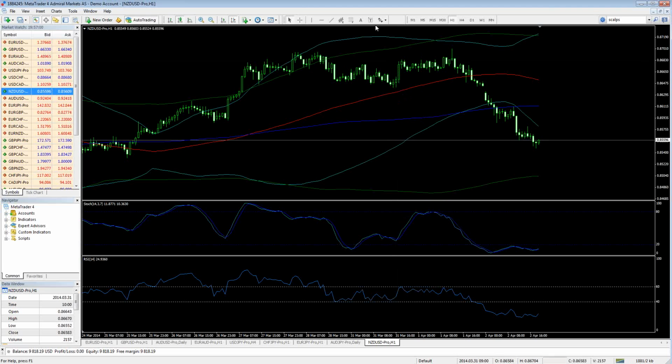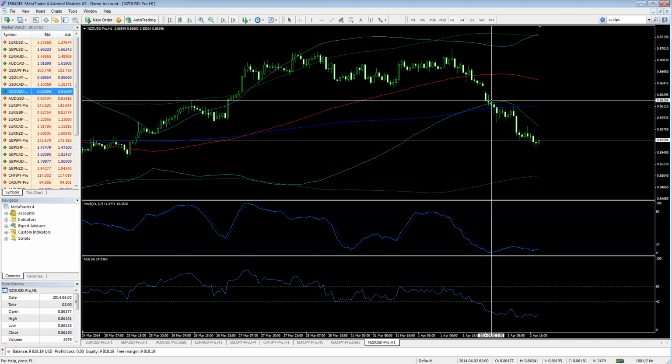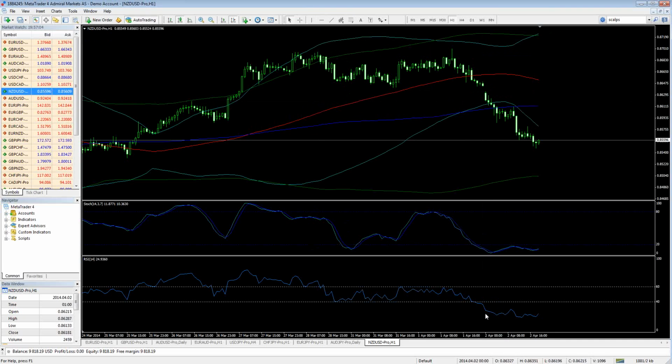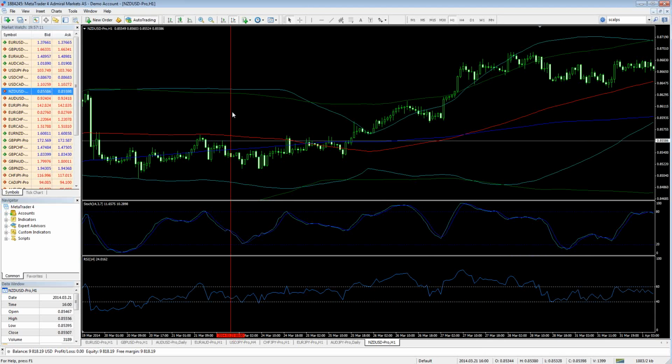But let's see this. This was a filter. You see, a filter, because RSI went below 40. You don't take long trades when RSI is below 40. So a couple of good trades and a couple of filtered trades for the New Zealand dollar.